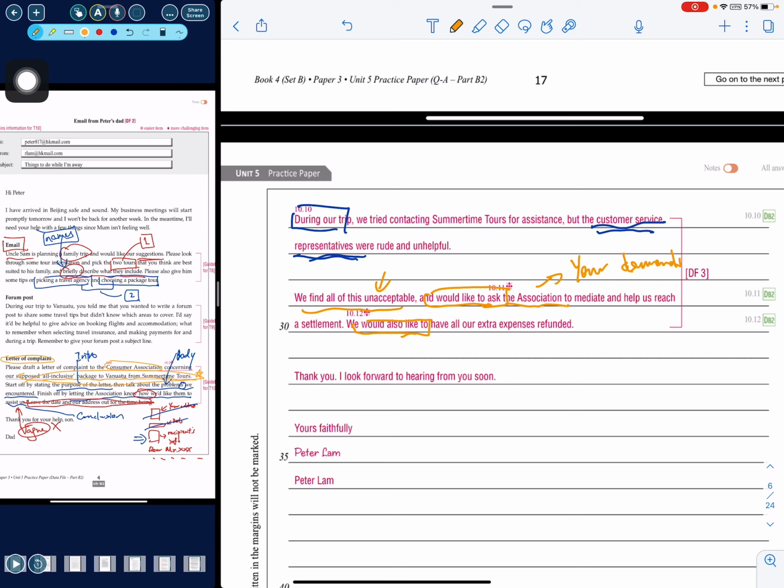After stating your demands, you just end politely. Thank you, look forward to hearing from you. Thank you is good because you are not complaining again to Summertime Tours. You are writing to the consumer association. That's why you have to thank them for helping you. And because you don't know the name, remember yours faithfully, and then signature and your printed name. So hopefully it helps you to understand better how to finish task 10.